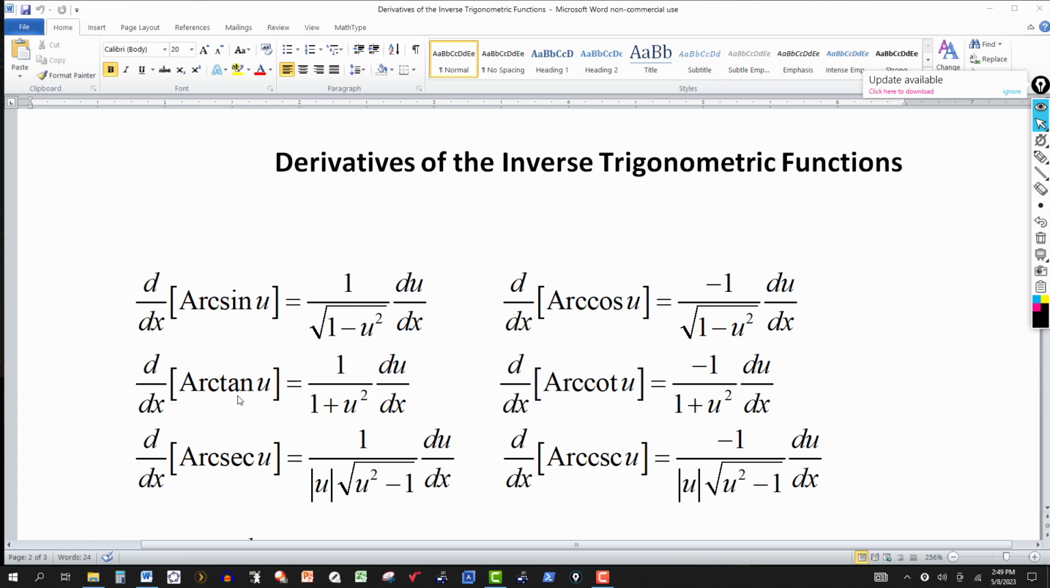For the arctangent, the derivative is 1 over 1 plus u squared times the derivative of u. Cotangent is basically the same except for the negative. And then on the arcsecant and the arc cosecant, again very similar except the difference is the factor of a negative 1.